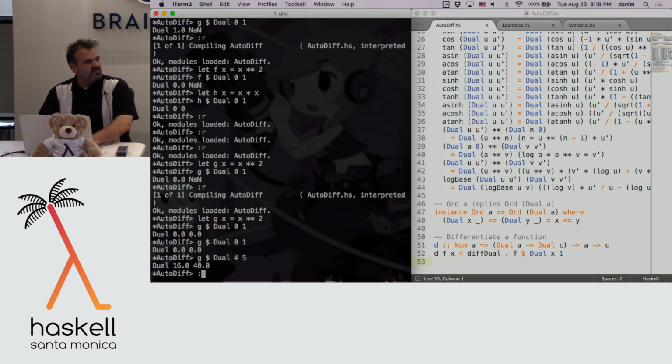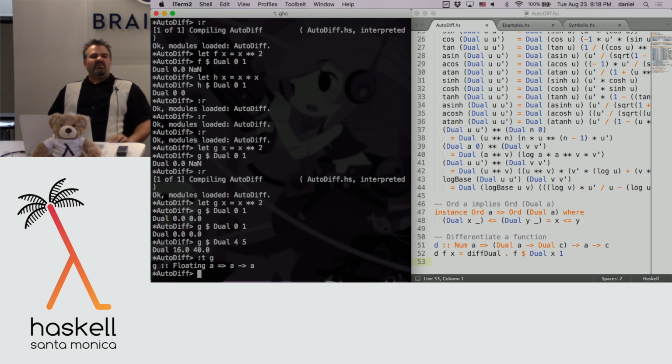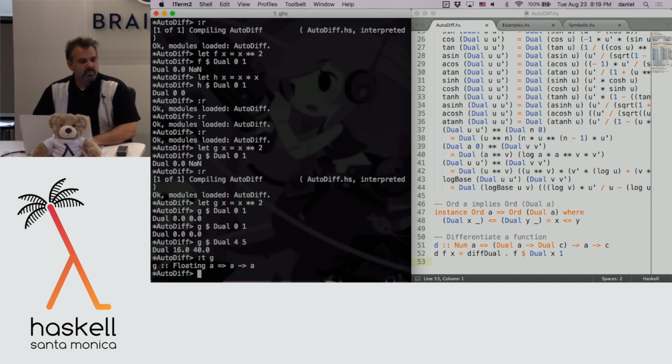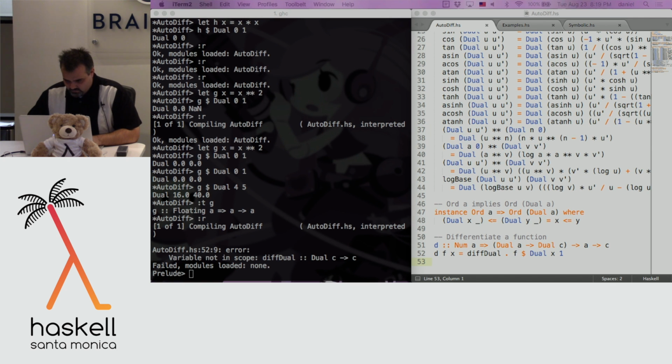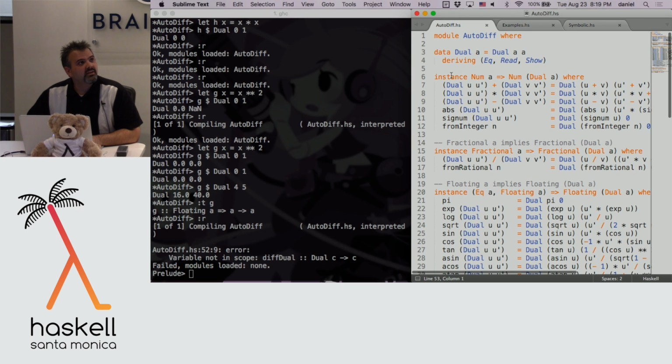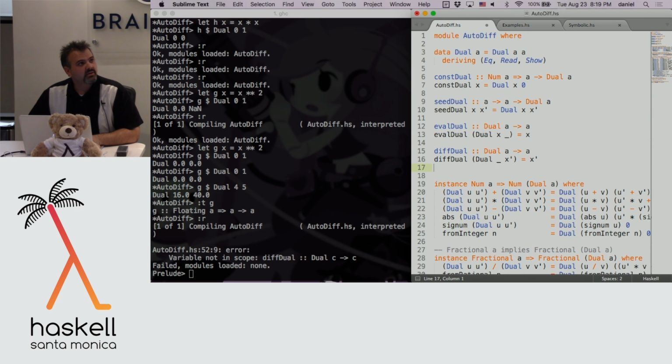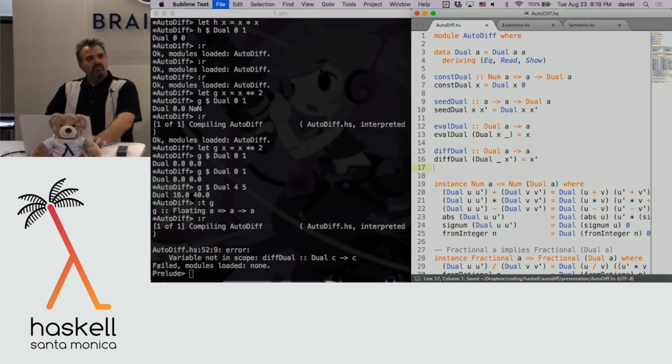So let's look at the type of G. G is a floating A to A. Let's actually make sure that we have loaded this code. Diff dual. Oh yeah, I wrote a bunch of accessors that I didn't write. Yeah, here, okay. Here's some getters and setters.